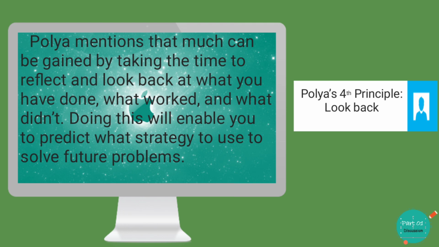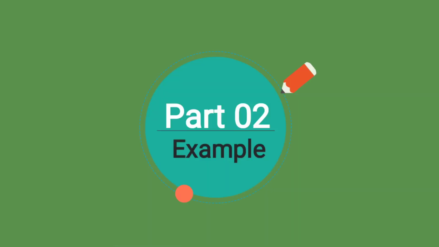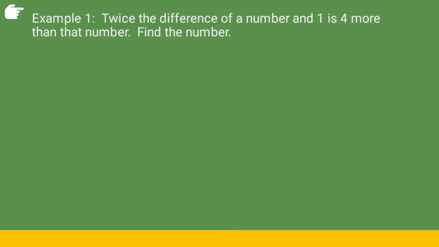So after we discuss all of those principles of Polya's problem solving, the first is to understand the problem. Second is to devise a plan. Third is to carry out the plan or solve it. Fourth is to look back or check. And now we are going to apply what we have learned from those principles. Let's move forward to part 2 of our discussion by discussing these illustrative examples.